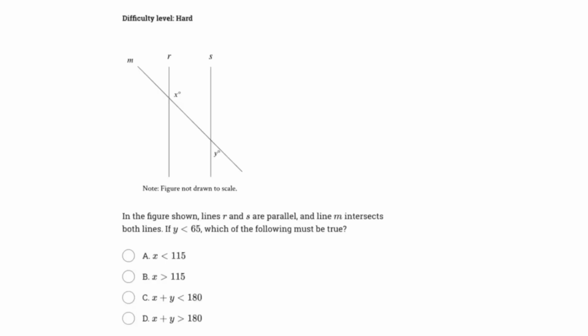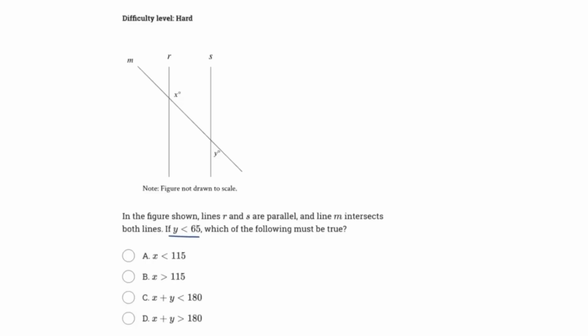In the figure shown, lines R and S are parallel, and line M intersects both lines. So we've got parallel lines cut by a transversal, so we want to be thinking about vertical angles, alternate interior angles, all that stuff. If Y is less than 65, which of the following must be true? So let's just go right through it.